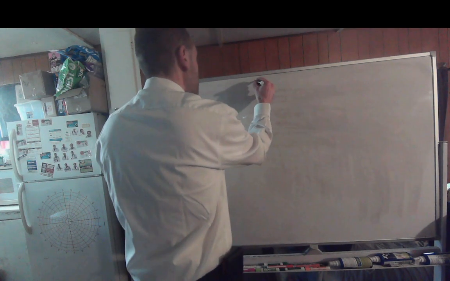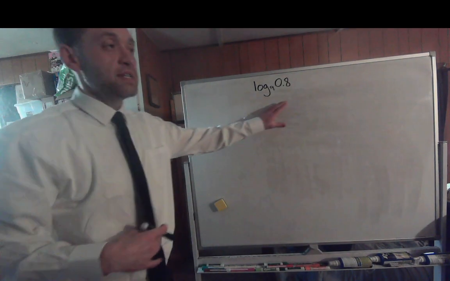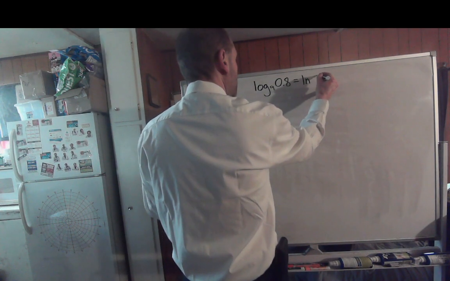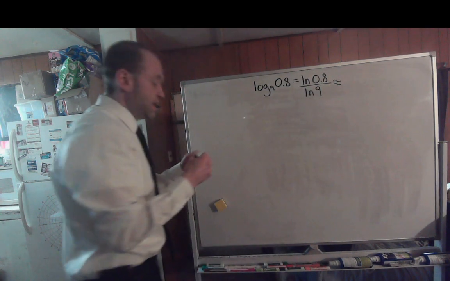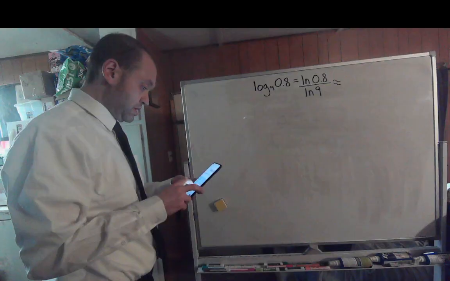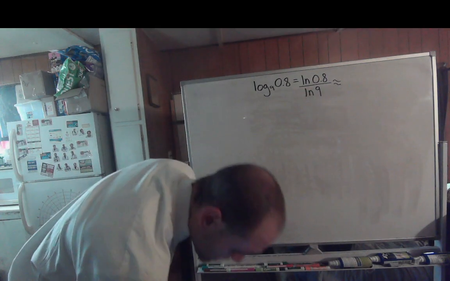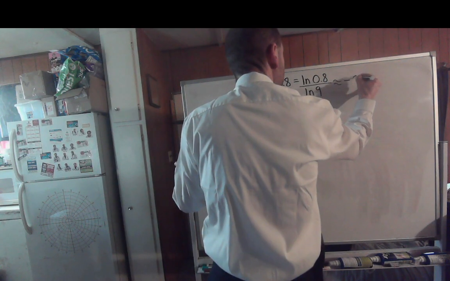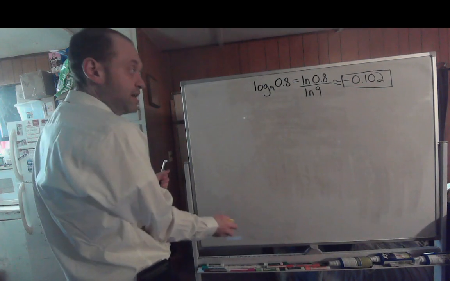Let's do a couple more of these. Let's say I want to do log base 9 of 0.8. So I'm going to evaluate log base 9 of 0.8. Well, that's the same as the natural log of 0.8 divided by the natural log of 9, which now we should be able to pull up an approximate result to 3 decimal places. Which should give us about negative 0.102. So negative 0.102 should be the answer we get for this. And yes, sometimes you will end up getting negative answers. That does sometimes happen.